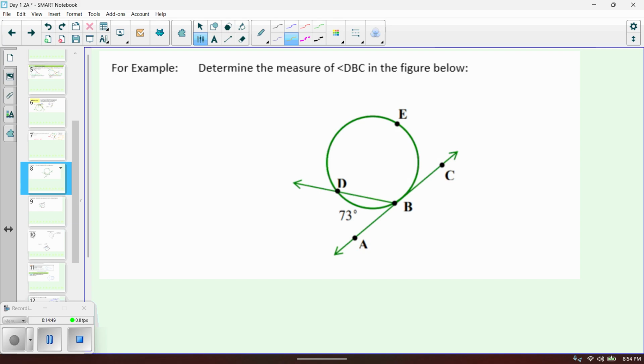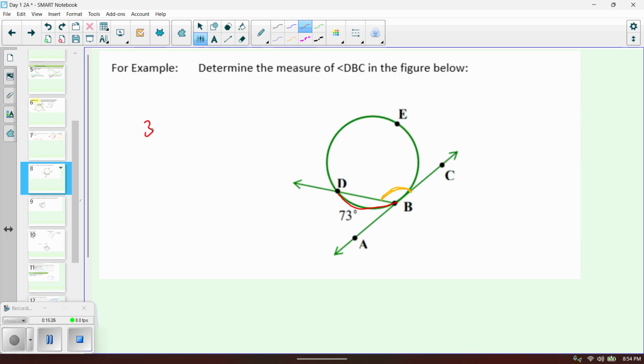Okay, so let's do the next example. Determine the measure of angle DBC. So we are looking for this one. And what they gave us here looks like they gave us this arc. So if I'm looking for the other angle, again, I could either figure out what half of 73 is to fill in the angle right here, or I can figure out what the difference between 360 degrees and 73 is, and then take half of that, and we should have our angle. I think that might be the easier way to do it.